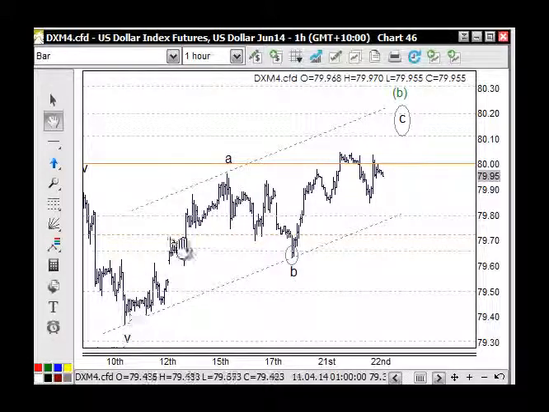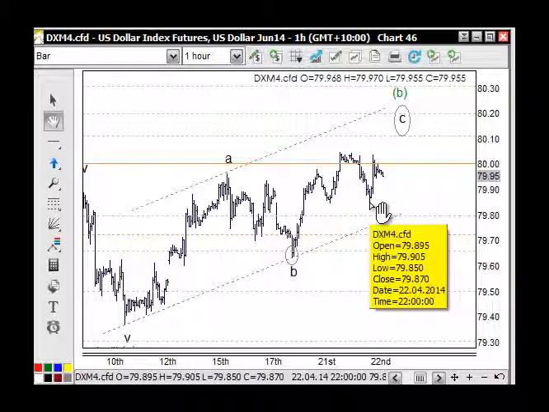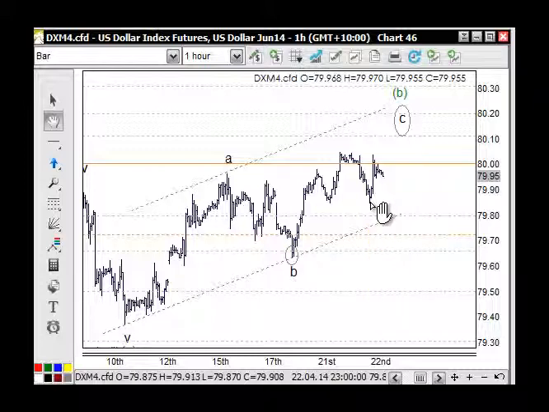So we can clearly see this is the A wave and the B wave here. And then for the C wave here, it's a little bit unclear. I can count 5 waves up through to this point here, and that may even extend to this point here. But while this low here is in place at 79.85, then this market can continue to the upside.